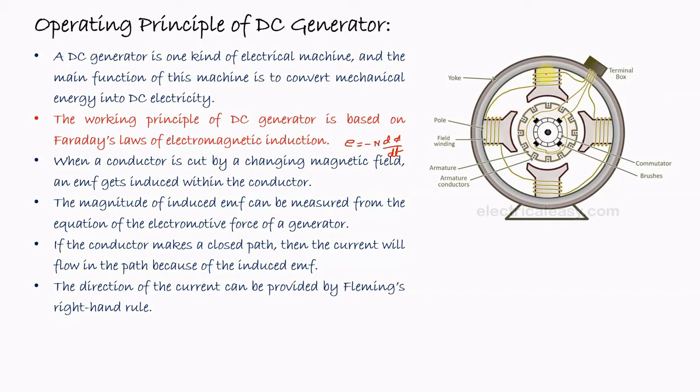Here in this figure, as we have already discussed in the construction classes, there is a stator pole and these are the field windings. When current flows through this field winding, magnetic poles will be developed here in an alternate way. Let's say this is the north pole, then the south pole, then again the north pole and the south pole.